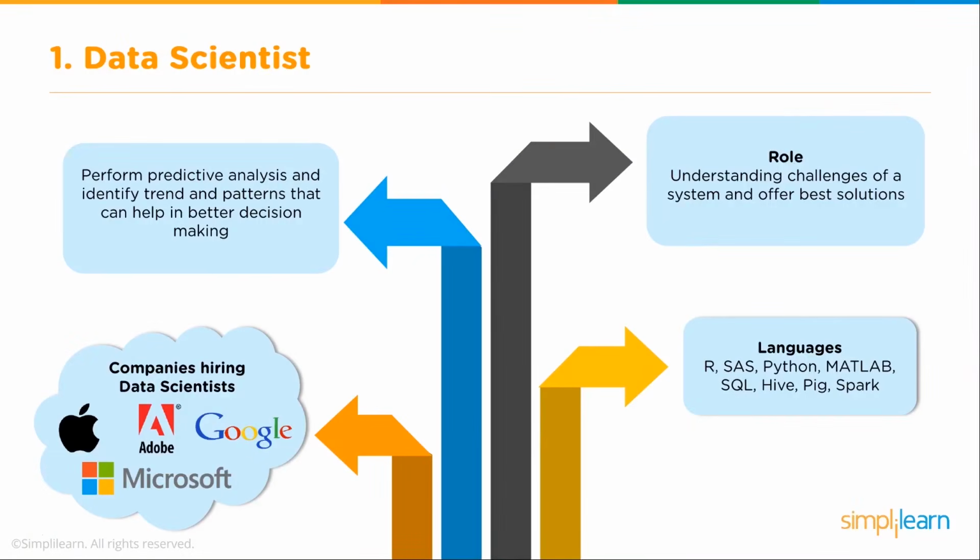So when you have a data scientist, they're going to perform predictive analysis and identify trends and patterns that can help in better decision making. Companies hiring data scientists include Apple, Adobe, Google, Microsoft. I would say that's even expanding down to smaller companies, where you're talking about only 100 employees or something like that. They're starting to look at data scientists because they need them to come in and be a part of that team. And the role is understanding challenges of a system and offering best solutions.